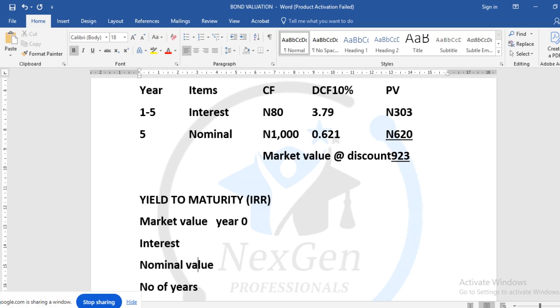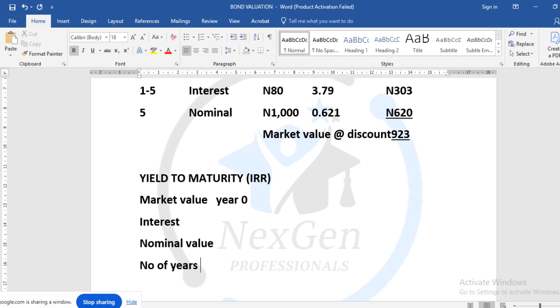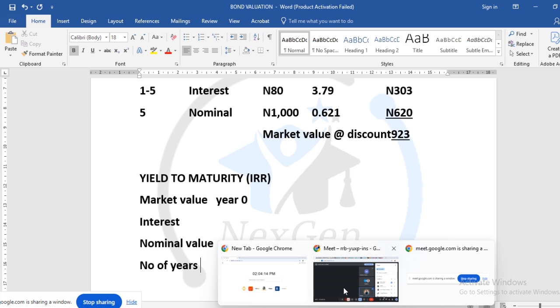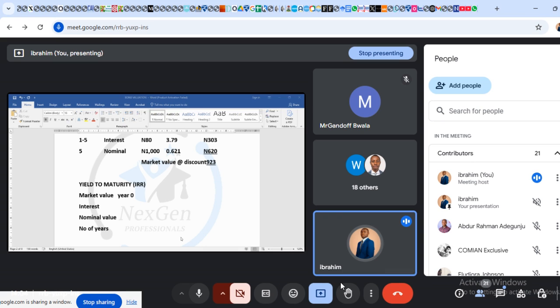Then you have what is it called? The nominal value could be 100 or 1000. So when you want to determine yield to maturity, probably the credit rating is not given. We'll get to credit rating actually. Then when you want to determine that, the market value might have been given to you in the question at year zero. So the interest coupon, the nominal value, and the number of years.